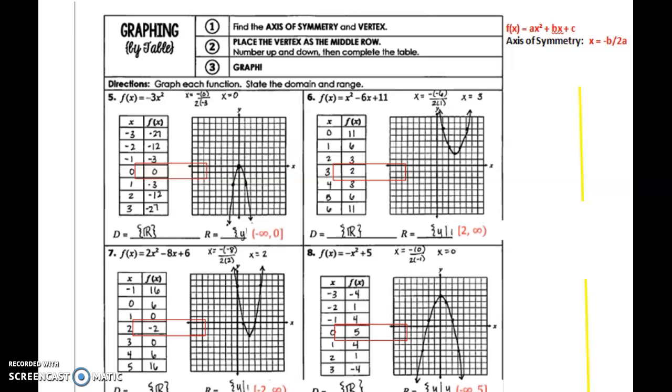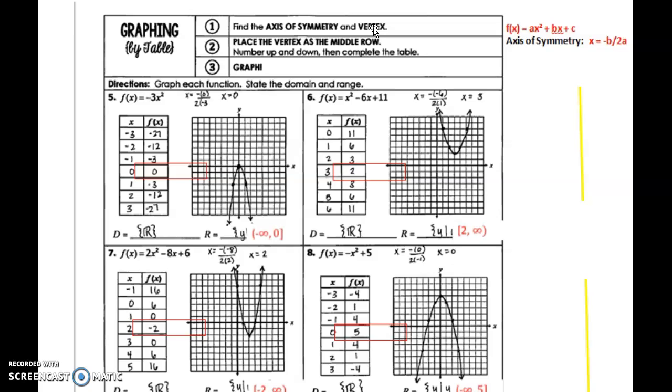Okay, so to finish up our video, how to practice graphing. The keys here are very similar to what we just did. We're going to find the axis of symmetry by using our x equals negative b divided by 2a. And then from that, when we know what x is, we plug it in to find the vertex. We place the vertex as the middle row. So we put it on the graph, and that's our axis of symmetry.